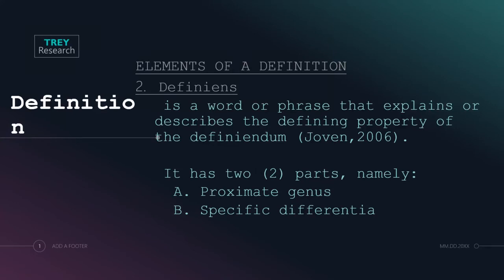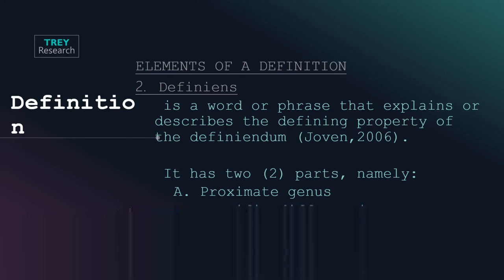Now let's discuss the elements of a definition. There are two parts, definiens and definiendum. Okay, let's start with definiens. Definiens is a word or phrase that explains or describes the defining property of the definiendum. It has two parts, namely proximate genus and specific differentia.